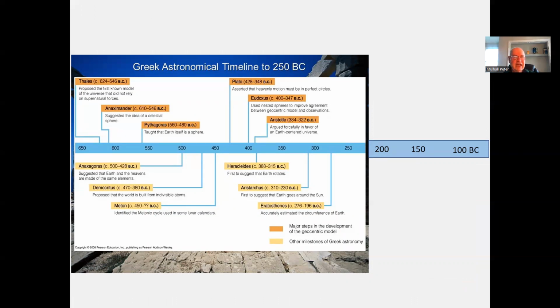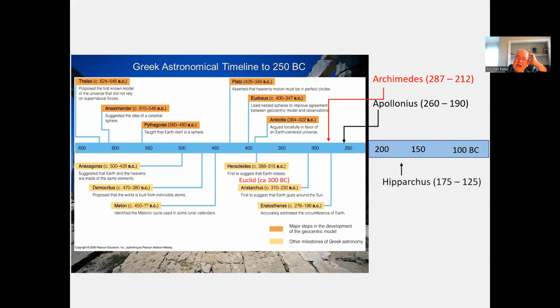You can get an idea from Thales around 600 all the way through. I added Euclid here. This is where Euclid belongs, around 300 BC. We have the great Archimedes. We're not going to have time, unfortunately, to do Archimedes. He's not central to our story in terms of the models of the planets and the sun. He's central for everything else, but not for this. Here's Apollonius, a younger contemporary of Archimedes, and finally Hipparchus is way down here, about 150 BC.